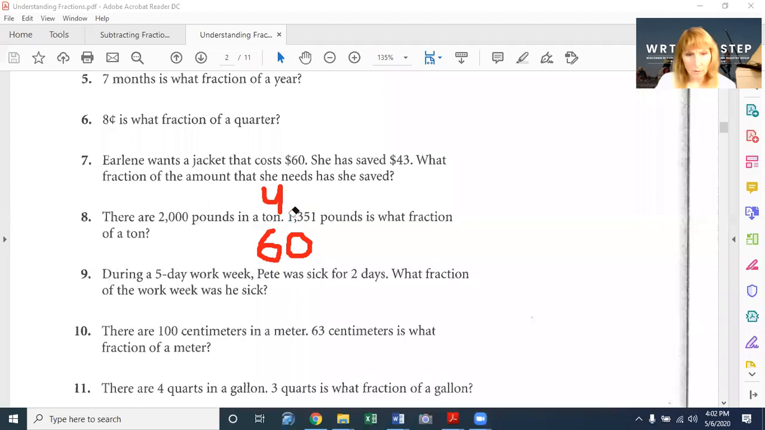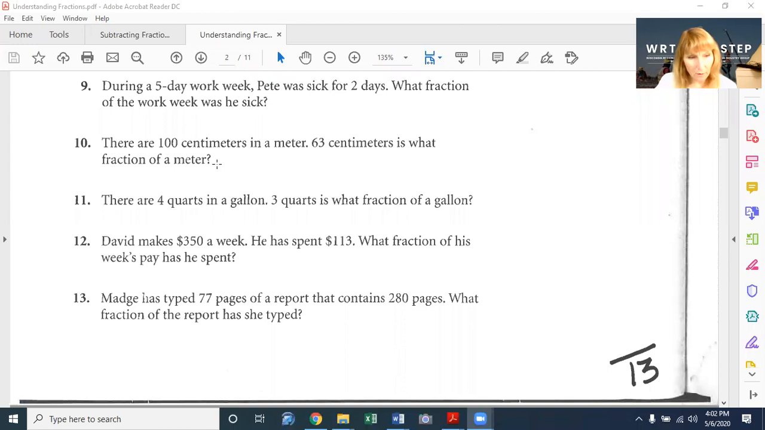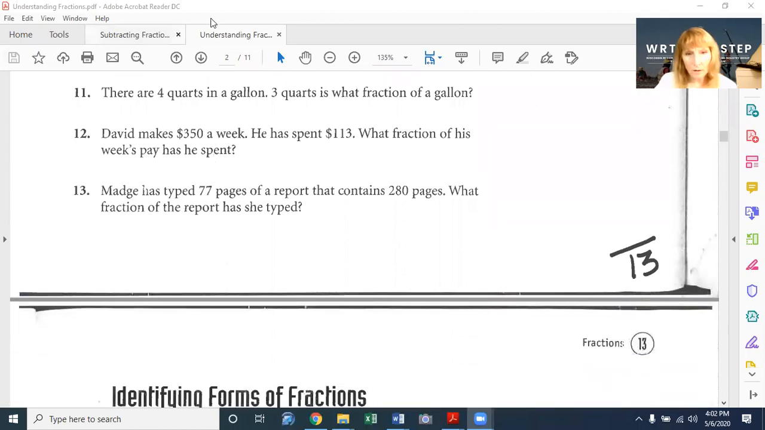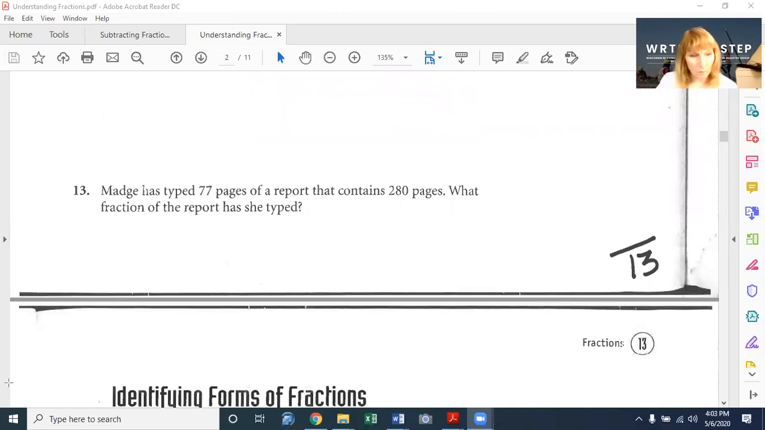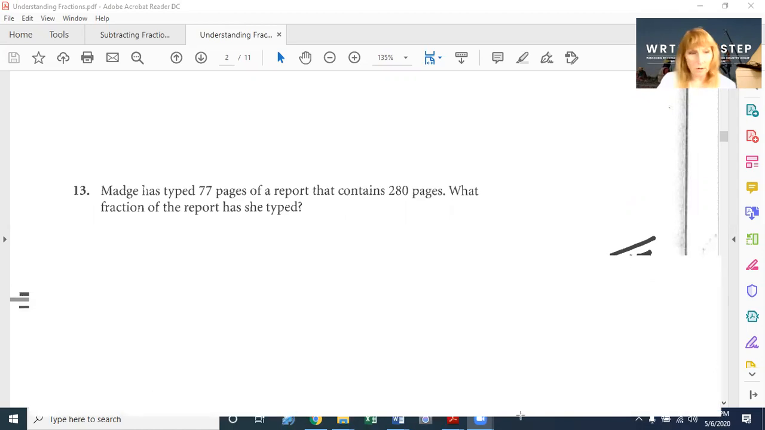Try to erase that one. This erases everything when I do that. Okay, number 13. Let's go on up to that one. And we'll put another box there. And I'll do another box down here so we don't have all that distraction. Okay, number 13. Madge has typed 77 pages of a report that contains 280 pages. What fraction of the report has she typed?